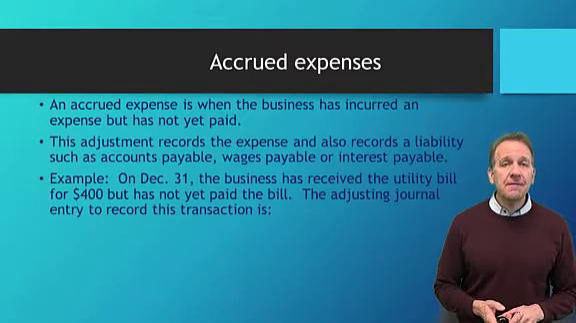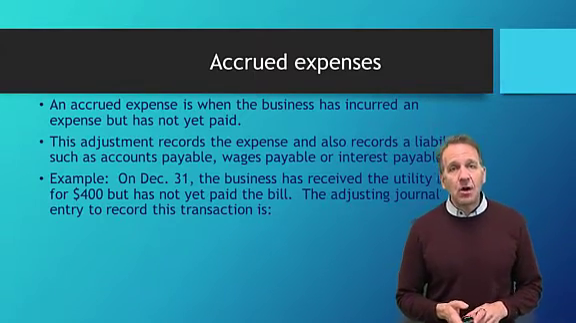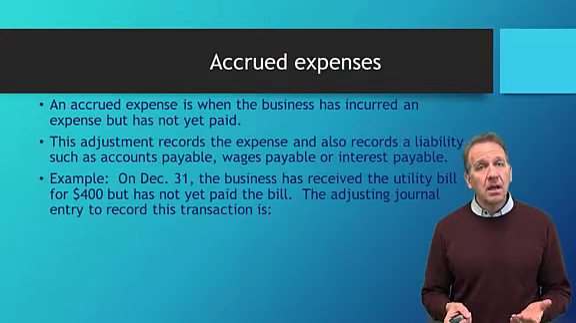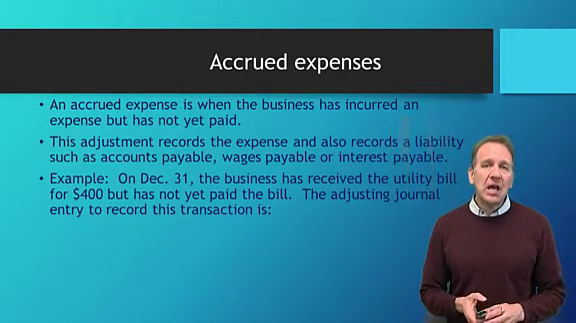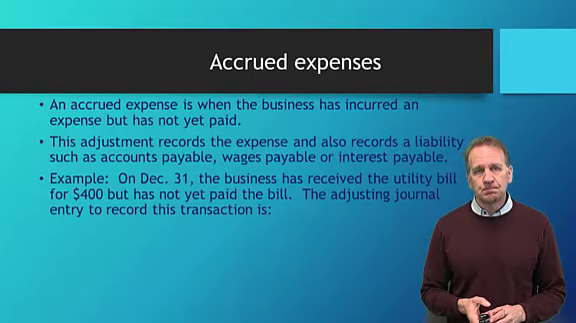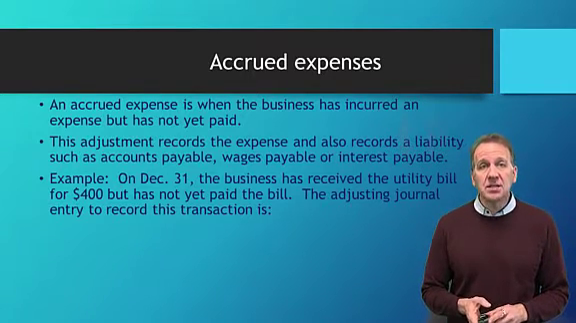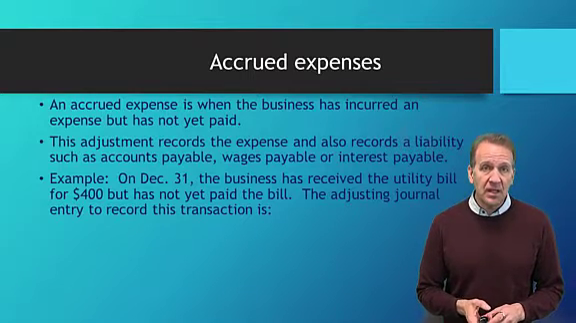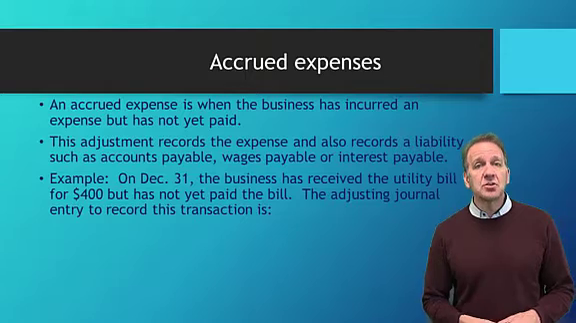On December 31st, we have our utility bill. It's come in the mail, and we see that we owe the utility company $400. It's December 31st. We have not paid this bill yet. We're not going to pay it till January. But we've incurred it, we've used that electricity, and so we have to record this adjustment.